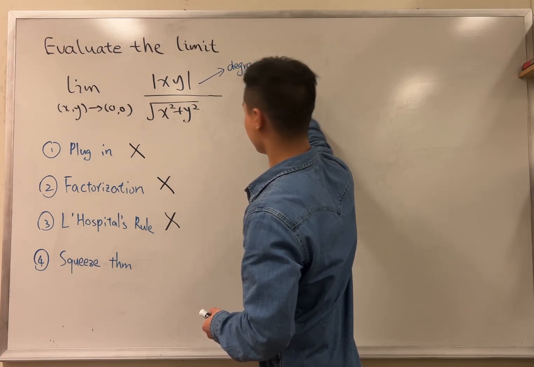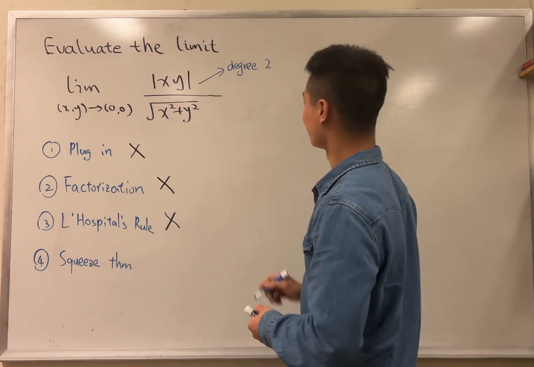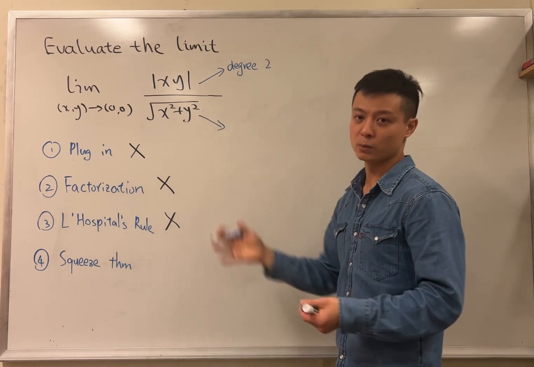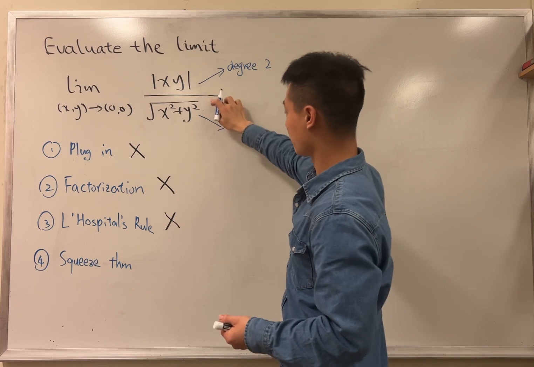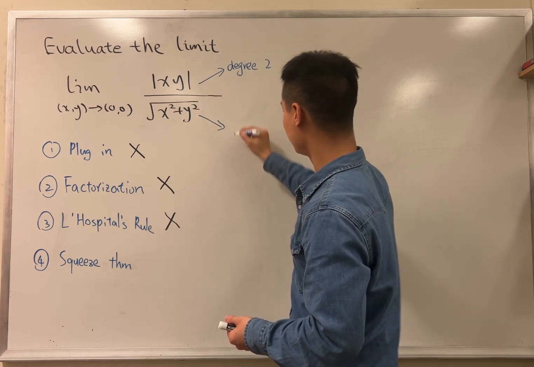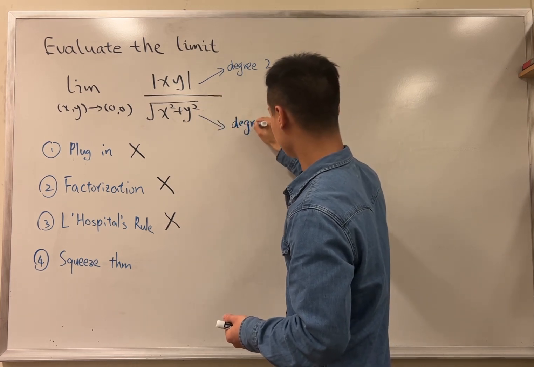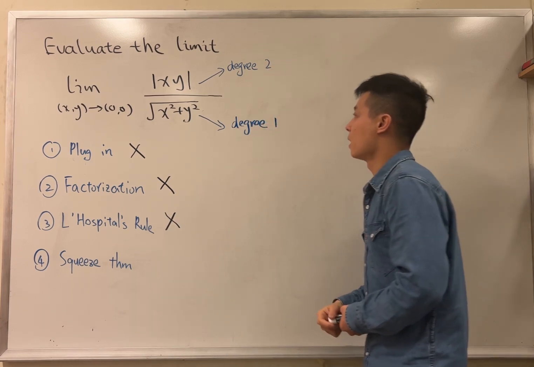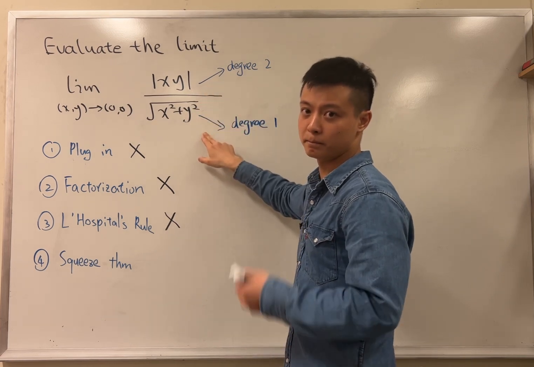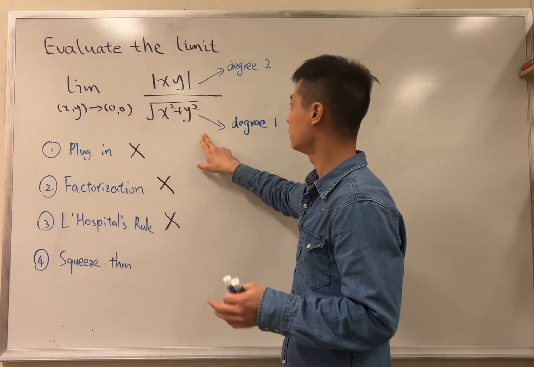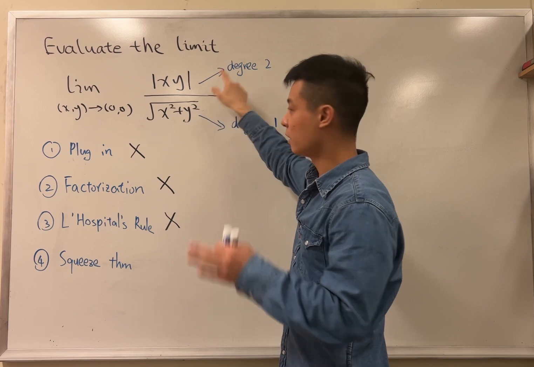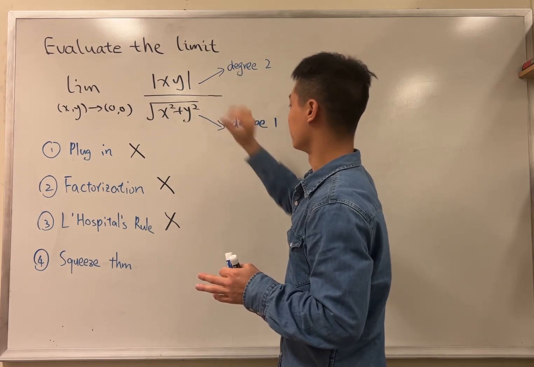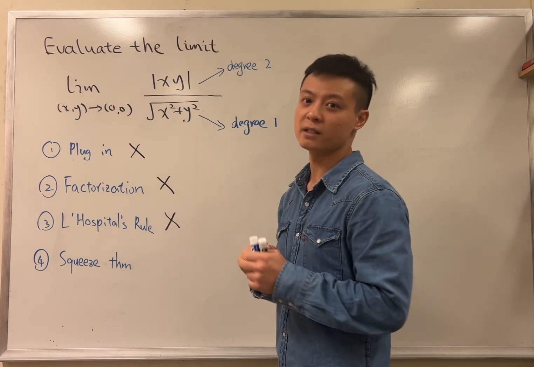Okay, so we're gonna observe that the numerator has degree 2 because it's a product of x and y. Okay, and our denominator is equivalent to degree 1. That is because the square root can kind of cancel with the square here, so that is degree 1. So that tells us although the top and the bottom, both of which approach 0, the top is going to approach 0 much faster than the bottom. And that tells us that the limit of this function should be 0.